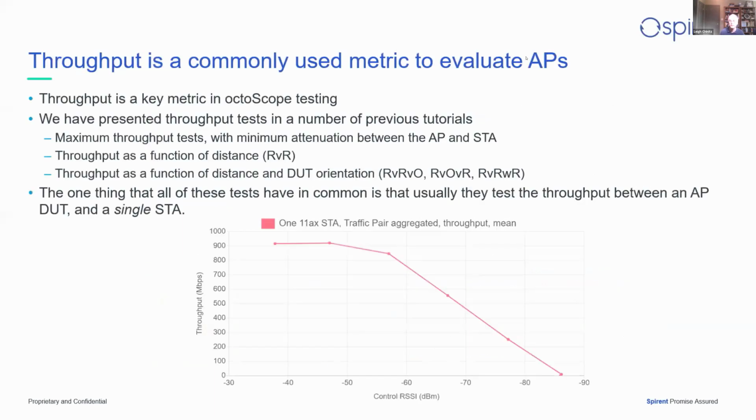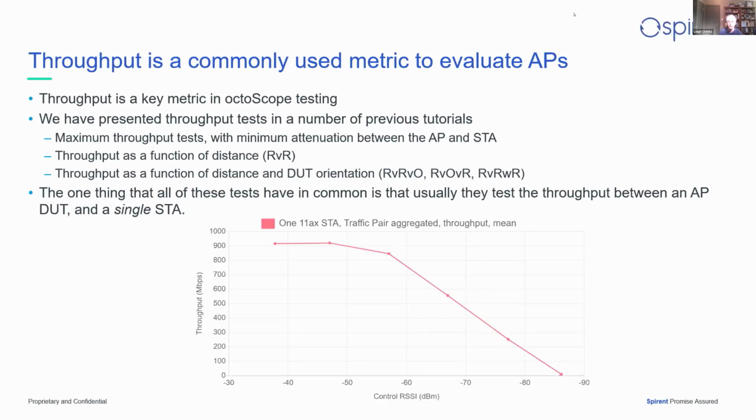All right, so let's start off with the content for today. Those of you who've seen these seminars before, and really any discussion about Wi-Fi testing or any sort of wireless testing, know that throughput is a very commonly used metric, probably the most commonly used metric when people are talking about the performance of the system.